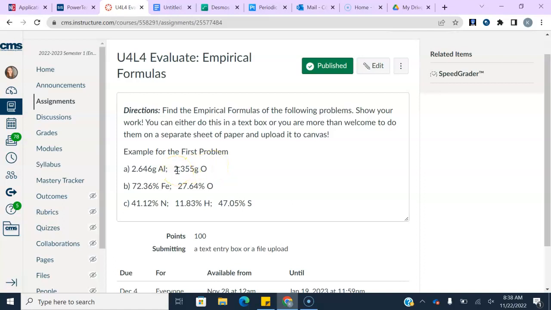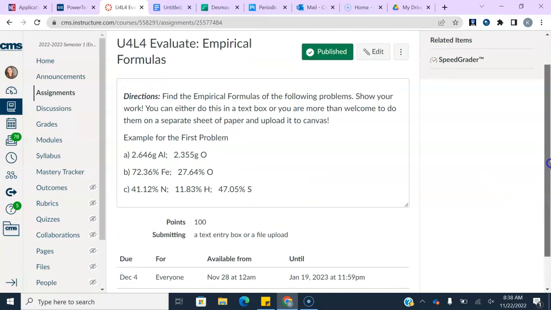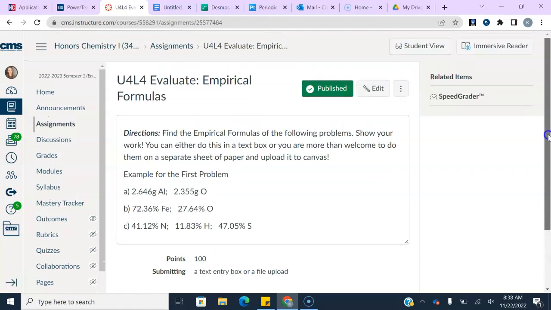So I'm going to work mine just on a Google Doc, but you guys will do it on a separate sheet of paper and then either do it in a text entry box or as a file upload. I'm just seeing where I did give you the option to do it in a text entry. So whichever way is better for you guys. I think it would go a little bit quicker if you did it by hand on a separate sheet of paper, but again, it is your prerogative.